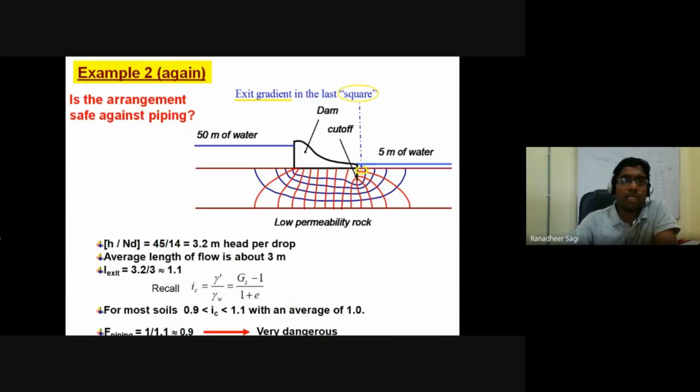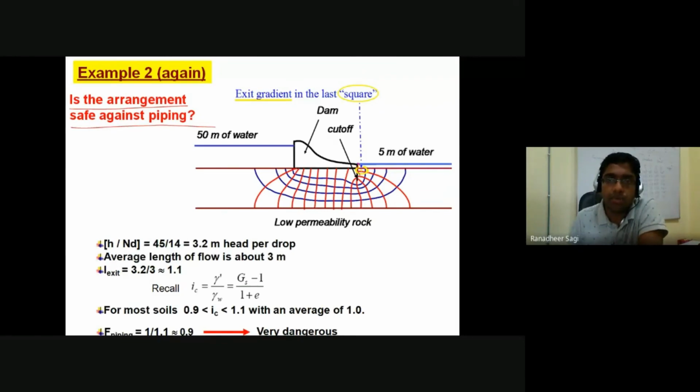Yeah, let me come back to solve one problem which we have already solved earlier, but with respect to this case, what is asked here. The same second example that we have taken up, but with an add-on question here: is the arrangement safe against piping? So what does that arrangement mean?